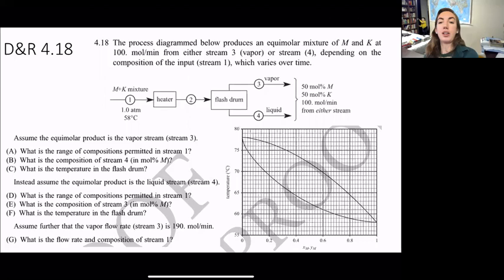And then our goal is to get one of the two product streams, so either the vapor or the liquid, to be 50% M, 50% K, and have a flow rate of 100 moles per minute. So your participation question for this discussion section is what is our goal for this stream? So just write any variant of 50% mole fraction from one of the two streams to show me that you watched the video.